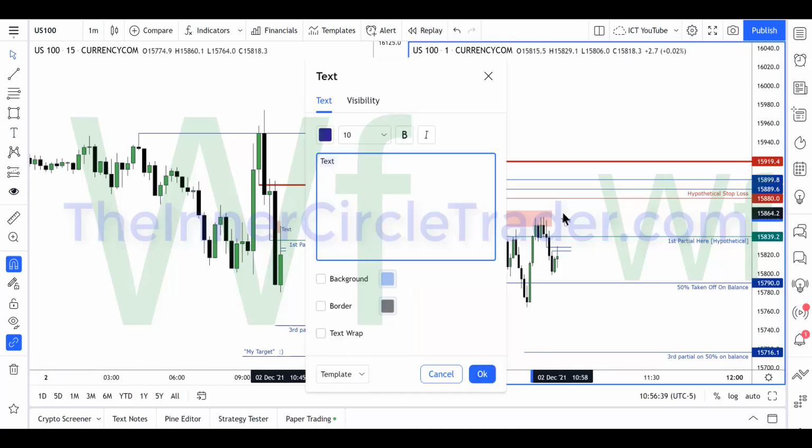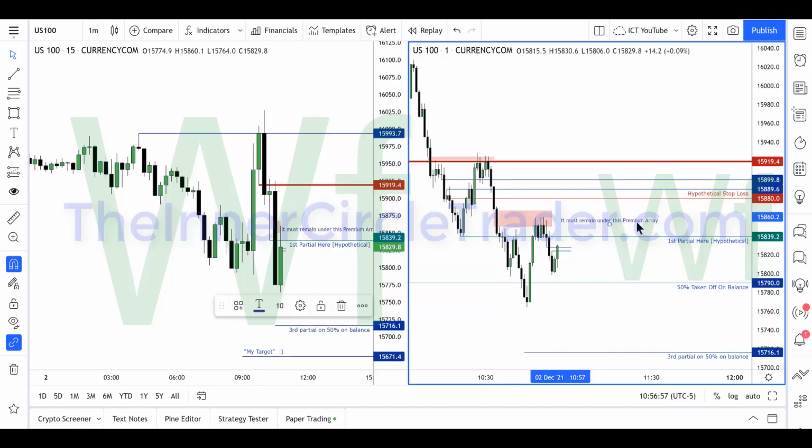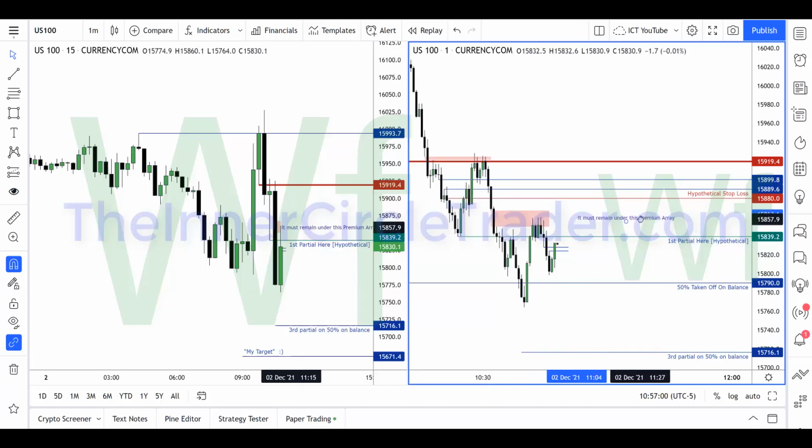So let's have a note here. Must stay below this premium. Forgot how to spell premium there for a minute. Premium array. Spelled right here. 2 R's. There you go. So it needs to stay below that, and it's already went above the fair value gap I just annotated.